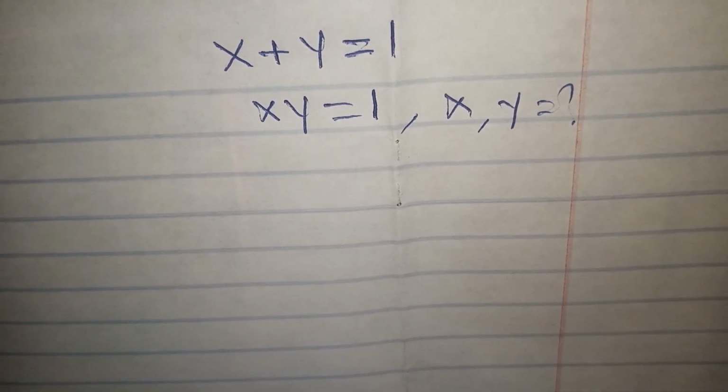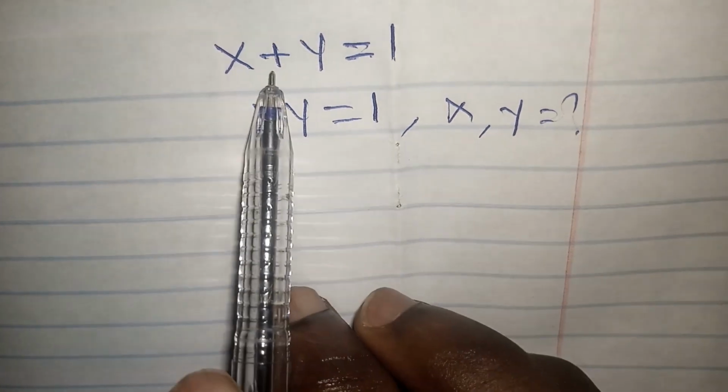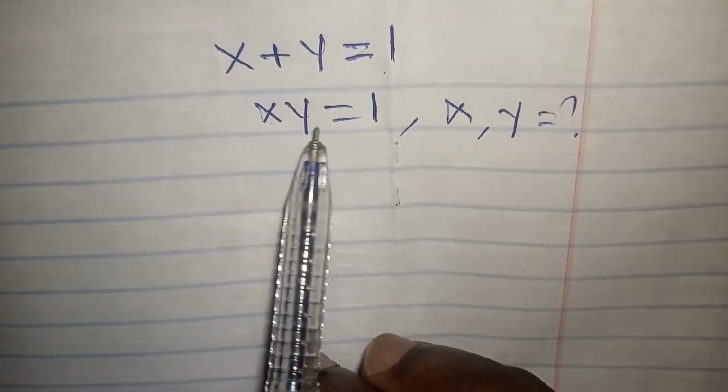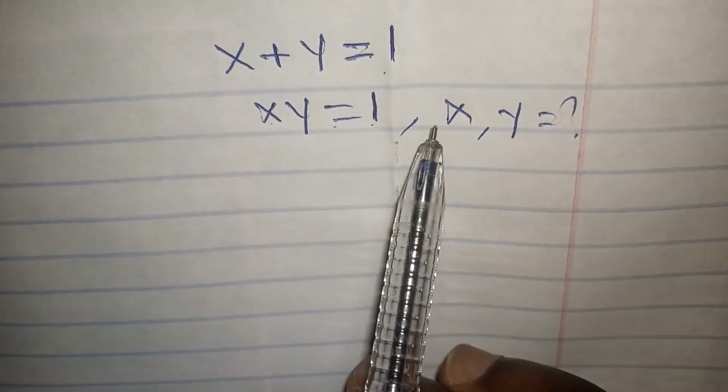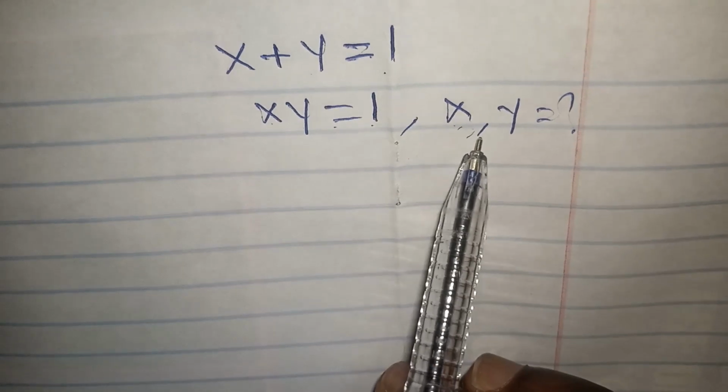Today let's solve this math challenge which reads x plus y is equal to 1 and x times y is equal to 1, and we're looking for the possible values for x and y.